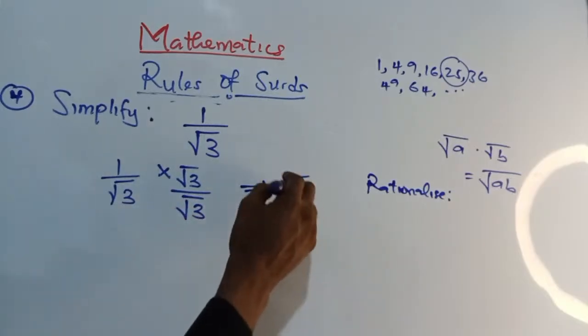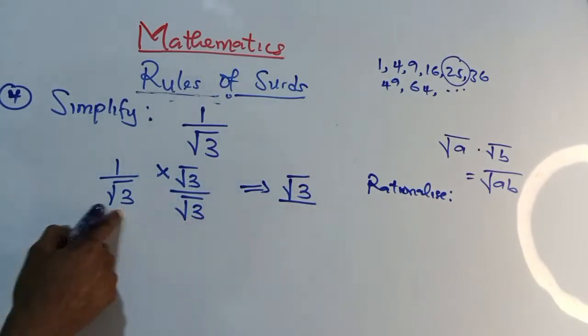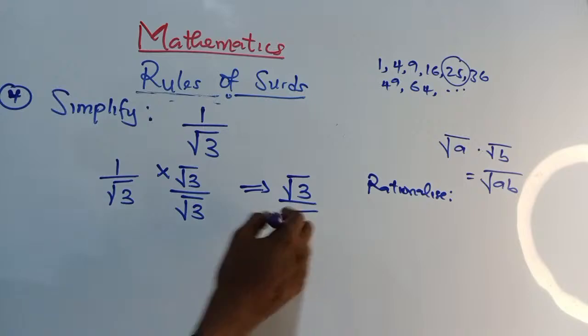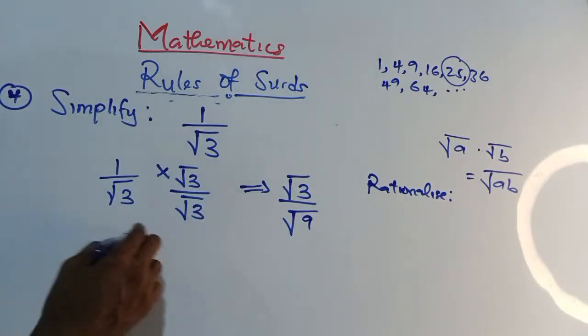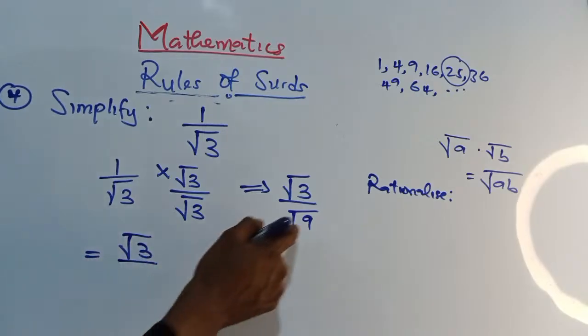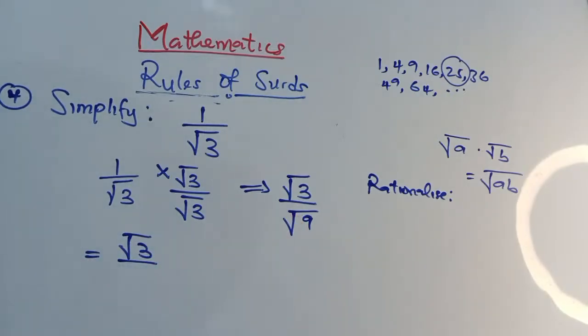Will give us root 3. And root 3 times root 3 will give us 9. Okay, so we have root 3 over square root of 9, which is 3. All right, so that means that 1 over root 3, after rationalizing it, we have it to be root 3 over 3.